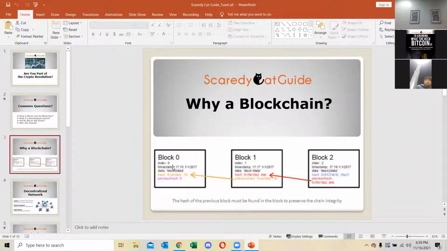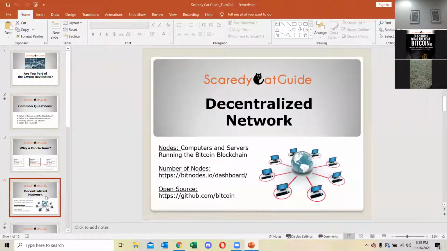So, it's simplistic in its beauty, because it's not complicated to understand how it actually functions. But obviously, getting involved with it, that's a whole other story, if you actually want to run a Bitcoin node, or run the ledger for any cryptocurrency. And the decentralized network, that's kind of what I talked about, how you have all these different miners or people running a copy of the ledger.